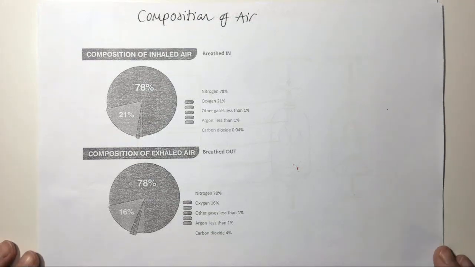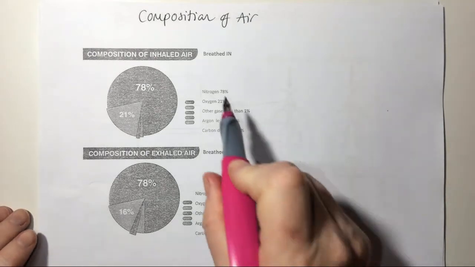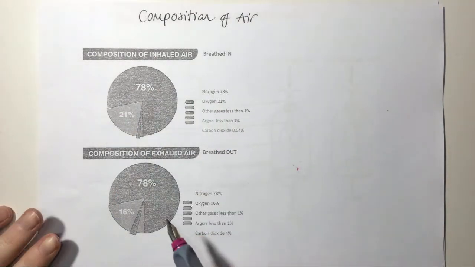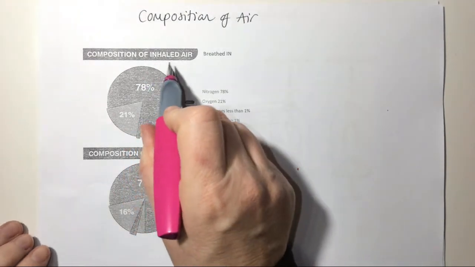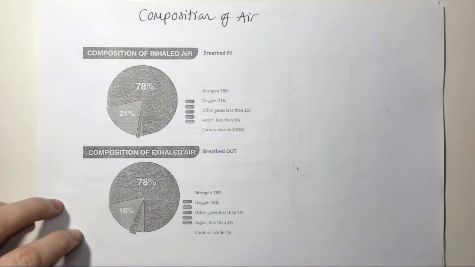This is the third video looking at the details of the breathing topic for Year 7. So we need to think about how much of each of the different gases we have in air that is inhaled compared to air that is exhaled. So inhaled means breathing in.